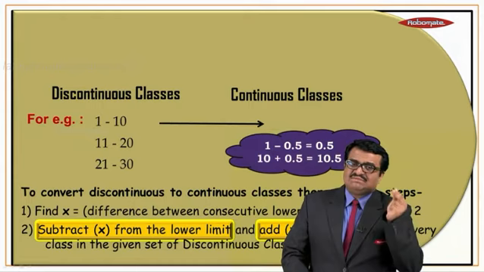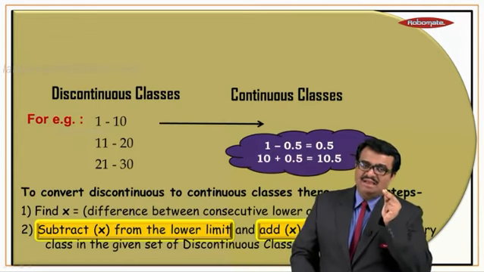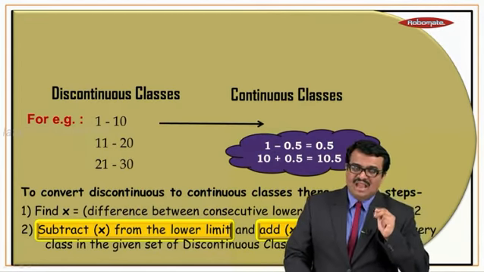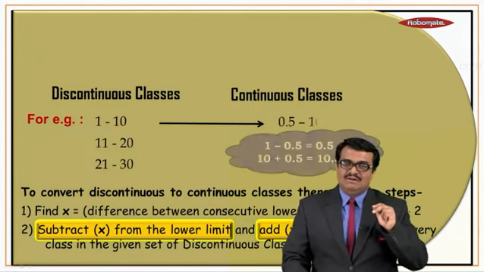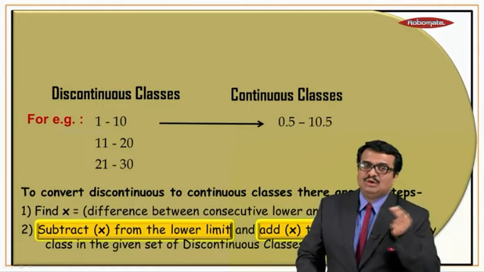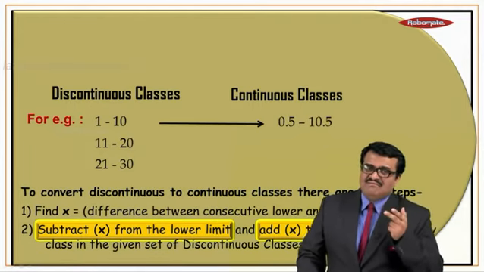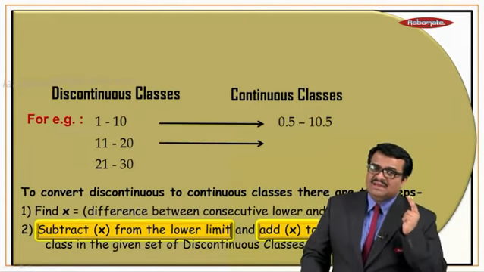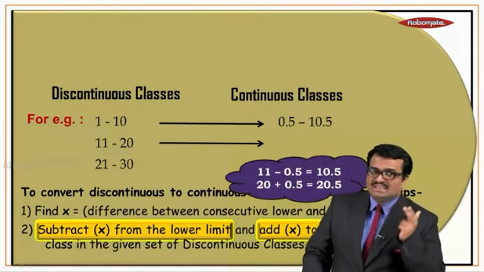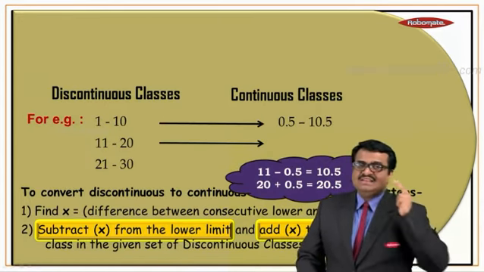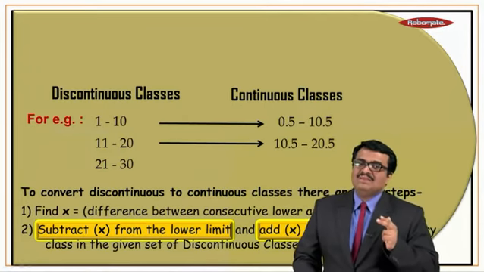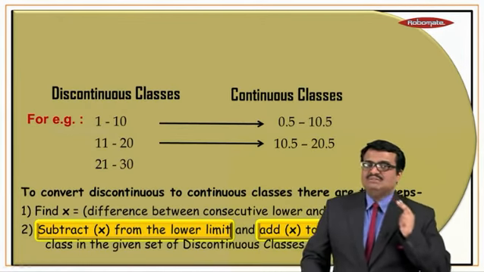So when you subtract x from the lower limit, 1 minus 0.5 gives you 0.5. And when you add 0.5 to the upper limit, 10 plus 0.5 gives you 10.5. So what we will get? 0.5 to 10.5. The second one the same way. Subtract 0.5 and add 0.5. Subtract 0.5 from the lower limit, add 0.5 to the upper limit. 11 minus 0.5 gives you 10.5 and 20 plus 0.5 gives you 20.5.